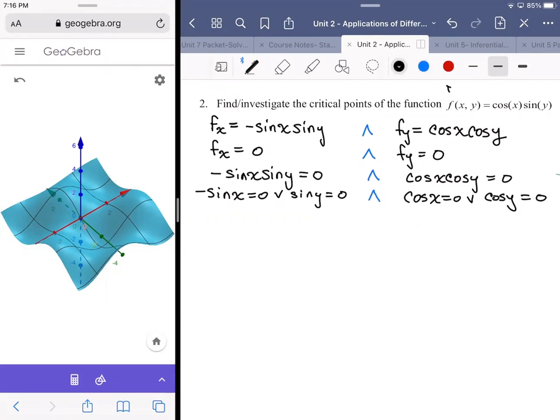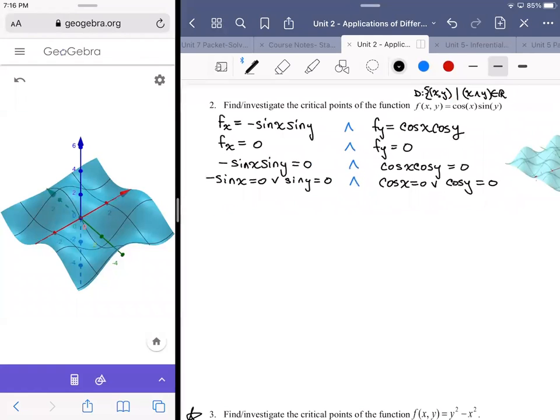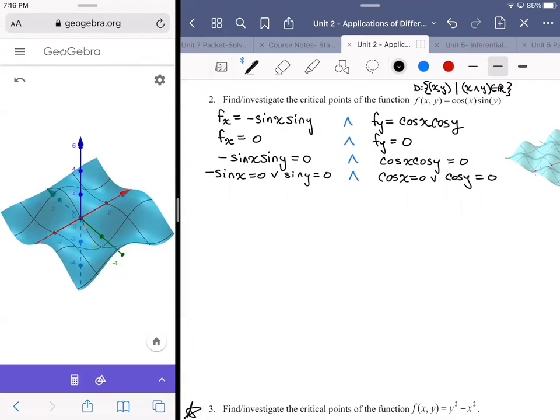So the domain of the whole thing is x, y such that x and y each belong to the set of real numbers. Okay. So that sucks, because if they said negative 2 pi to 2 pi, we would have a finite set of answers, but we have to account for the fact that it's not going to be finite. All right.